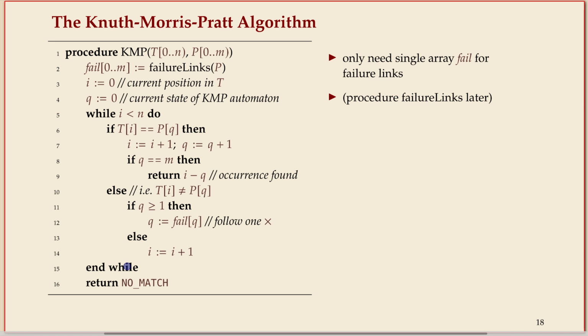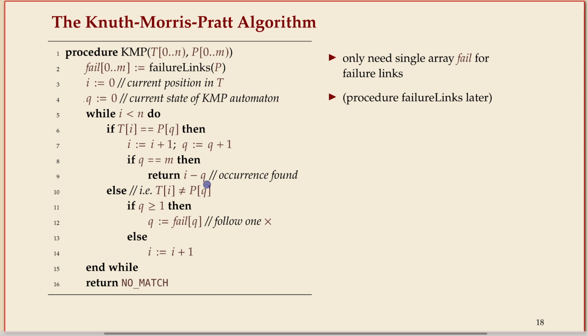I'll run through it very quickly because it's what we've seen in the example. We maintain a position in the text and the current state in this automaton, the KMP automaton with failure links. We go through all positions in the text one by one. Then we check if we can take the match edge. If so, we advance to the next state. So we make q bigger and we go to the next symbol in the text. If we reach the end of the pattern, we found our match, and we can return that.